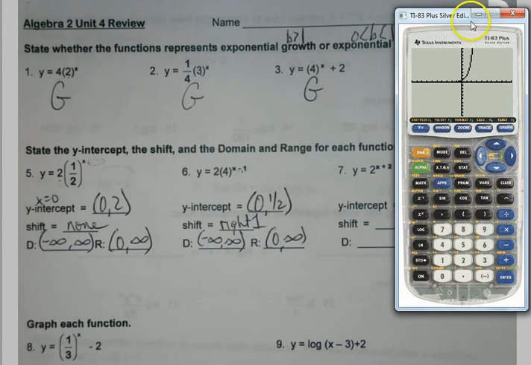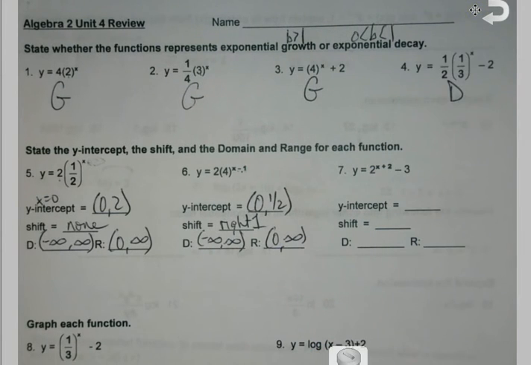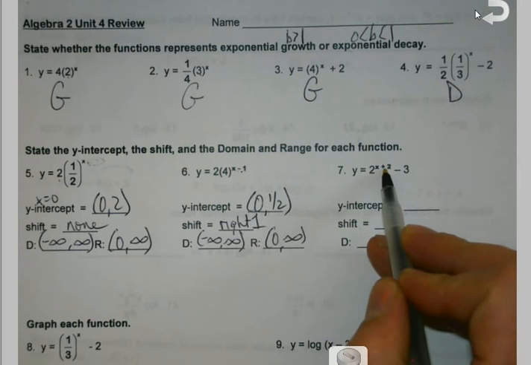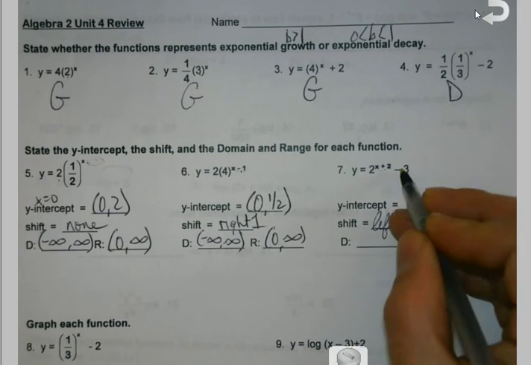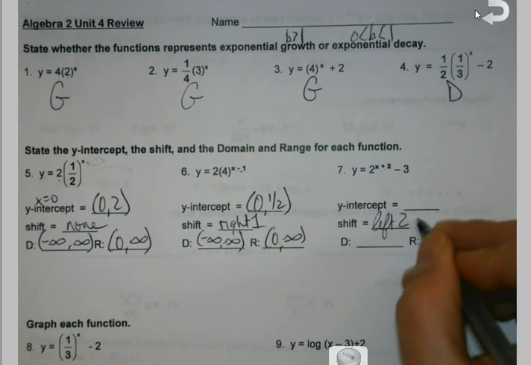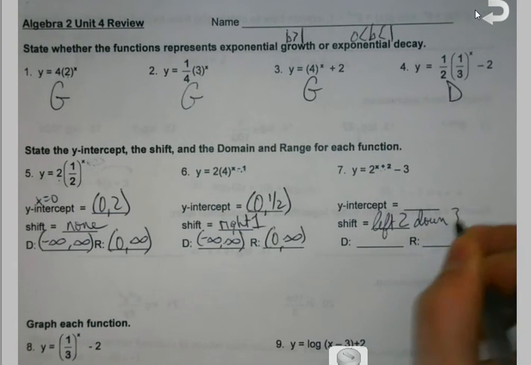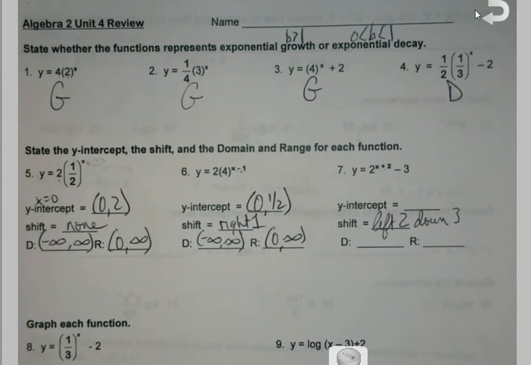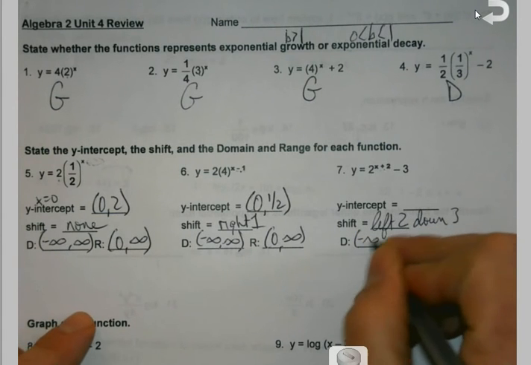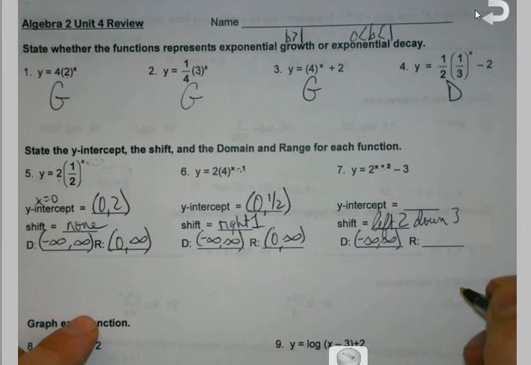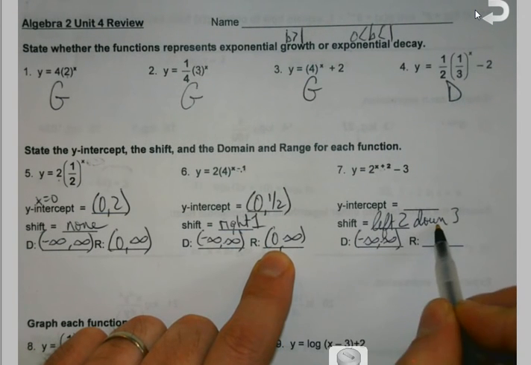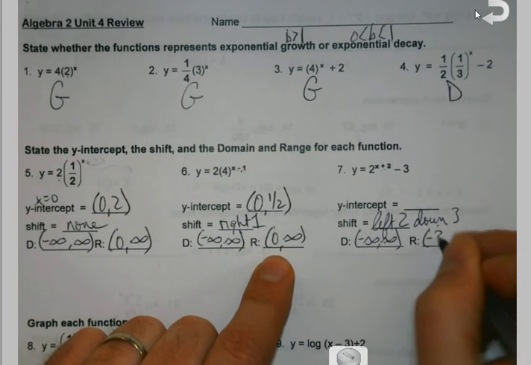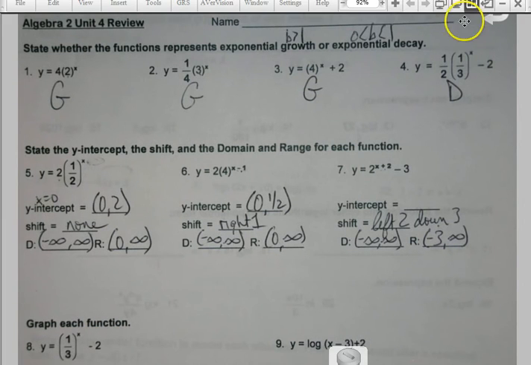Speaking of, what are my shifts here? Left 2. And if there's a number at the end, down 3. There's my up or down shift. Well, what's that mean to me? Well, for my domain and range, I should now be able to figure this out without even putting it in the calculator. Save myself some time. If it was at 0, and I said if there was an up or down shift, that's going to move your range the exact same way.